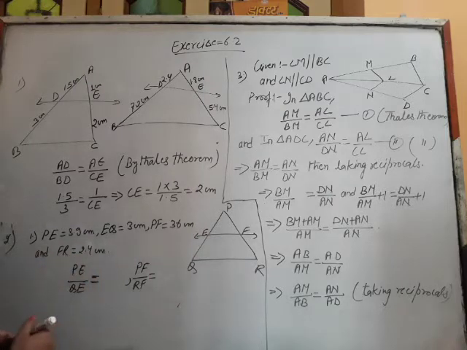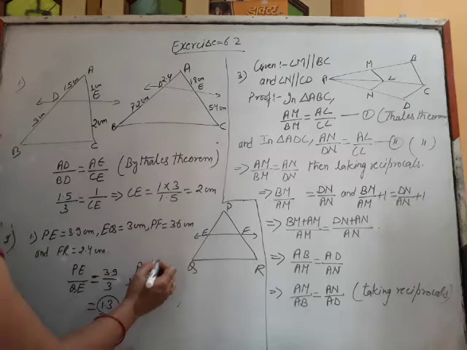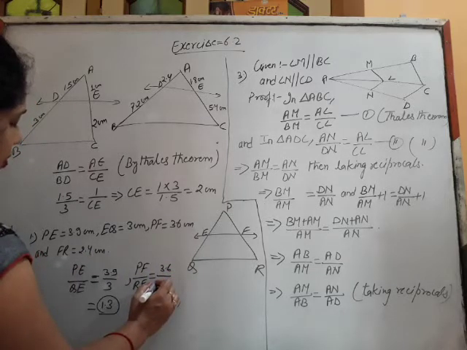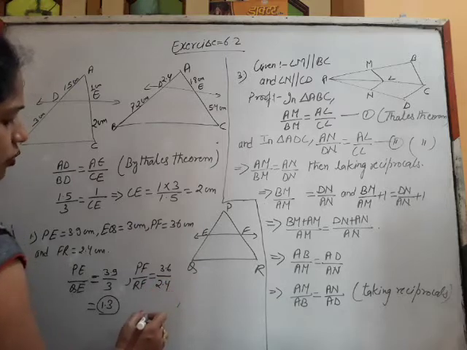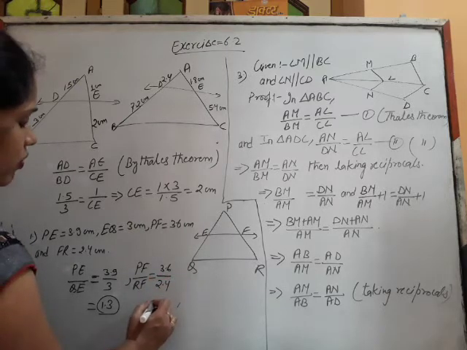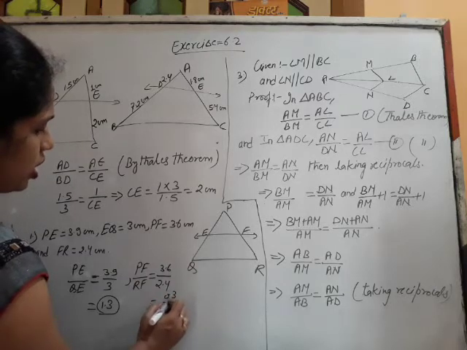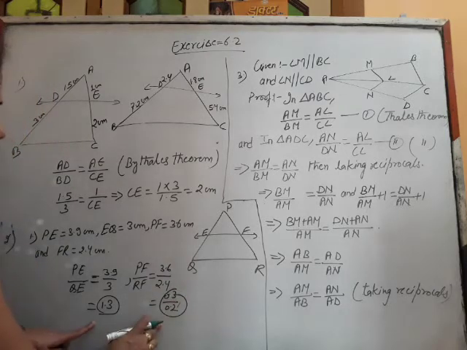So I have already written here PE upon QE, 3.9 upon 3. It becomes 1.3. And here PF is 3.6 and FR is 2.4. So what will be the value? 0.3 upon 0.2. So these ratios are not equal.